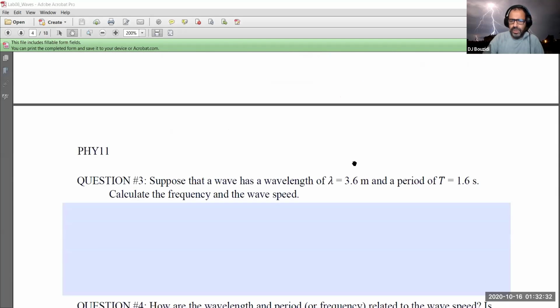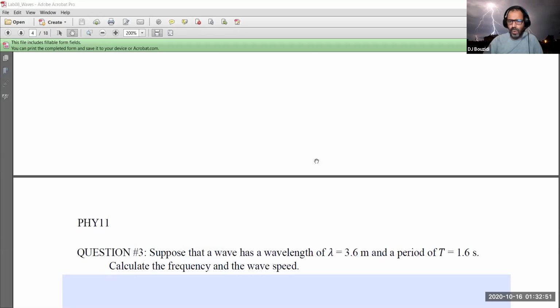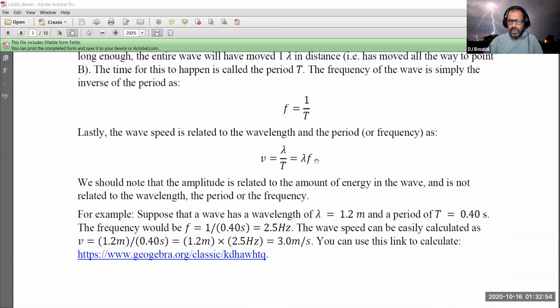So here's question 3. Suppose that a wave has a wavelength lambda of 3.6 meters and a period T equal to 1.6 seconds. Calculate the frequency and the wave speed. So we're going to need two things in here: the frequency, which is in hertz, and the wave speed. If you want to, you can do the calculation using your calculator. Alternatively, you can click on this link and it should take you to the GeoGebra. So let me click on it so that you see how that looks.